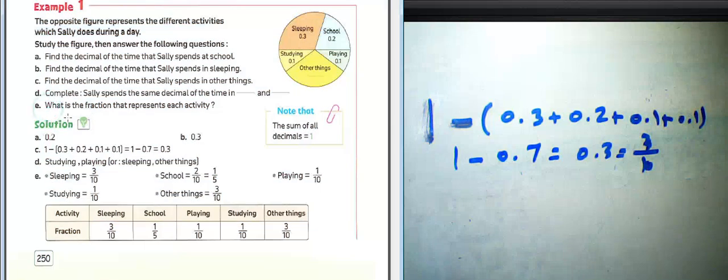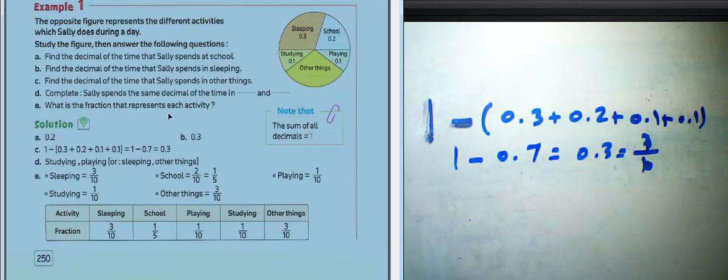Letter E. What is the fraction that represents each activity? We can convert all the decimals to fractions: 3 over 10 stays 3 over 10, and 2 over 10 will be 1 over 5 in simplest form. 1 over 10 and 1 over 10 and 3 over 10. We can draw a table and write the fractions in the table.